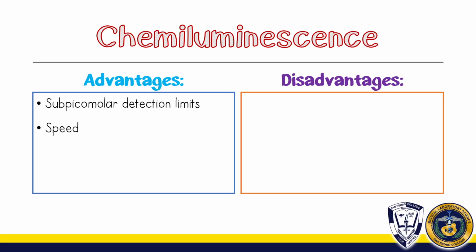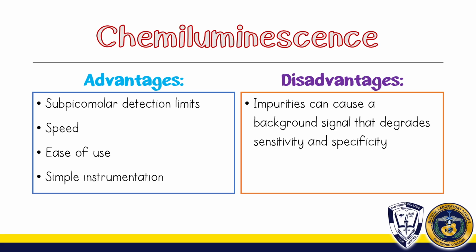Chemiluminescence is also fast, because these are flash-type reactions that immediately produce light, and that light is only measured for about 10 seconds. There is ease of use. You only need to mix your chemicals, and the instrumentation is very simple. But the disadvantage of chemiluminescence is that impurities can cause a background signal that degrades sensitivity and specificity. So we have to be careful about that.